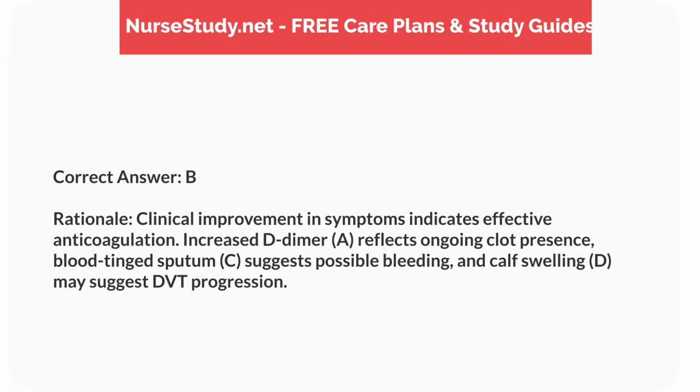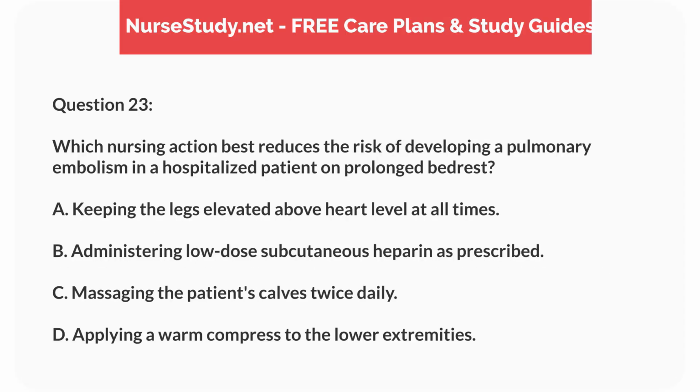Rationale: clinical improvement in symptoms indicates effective anticoagulation. Increased D-dimer, A, reflects ongoing clot presence, blood-tinged sputum, C, suggests possible bleeding, and calf swelling, D, may suggest DVT progression.